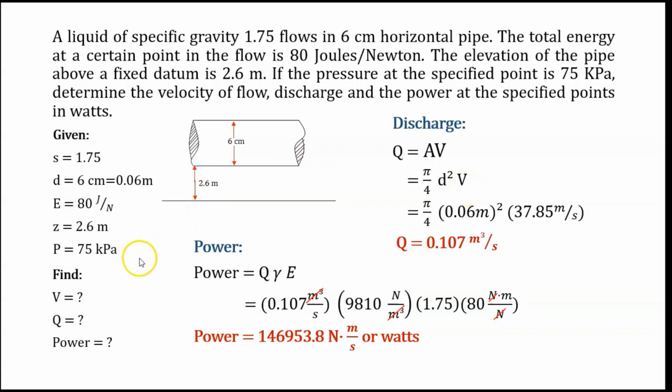So, plugging in the given values into our equation, since the diameter is in centimeters, we must convert it to meters. So, we have now pi over 4 multiplied by 0.06 meters squared, multiplied by the velocity of the flow, which we solved a while ago, which is 37.85 meters per second. So, plugging this in the calculator, we will now have the discharge, which is equal to 0.107 cubic meter per second.